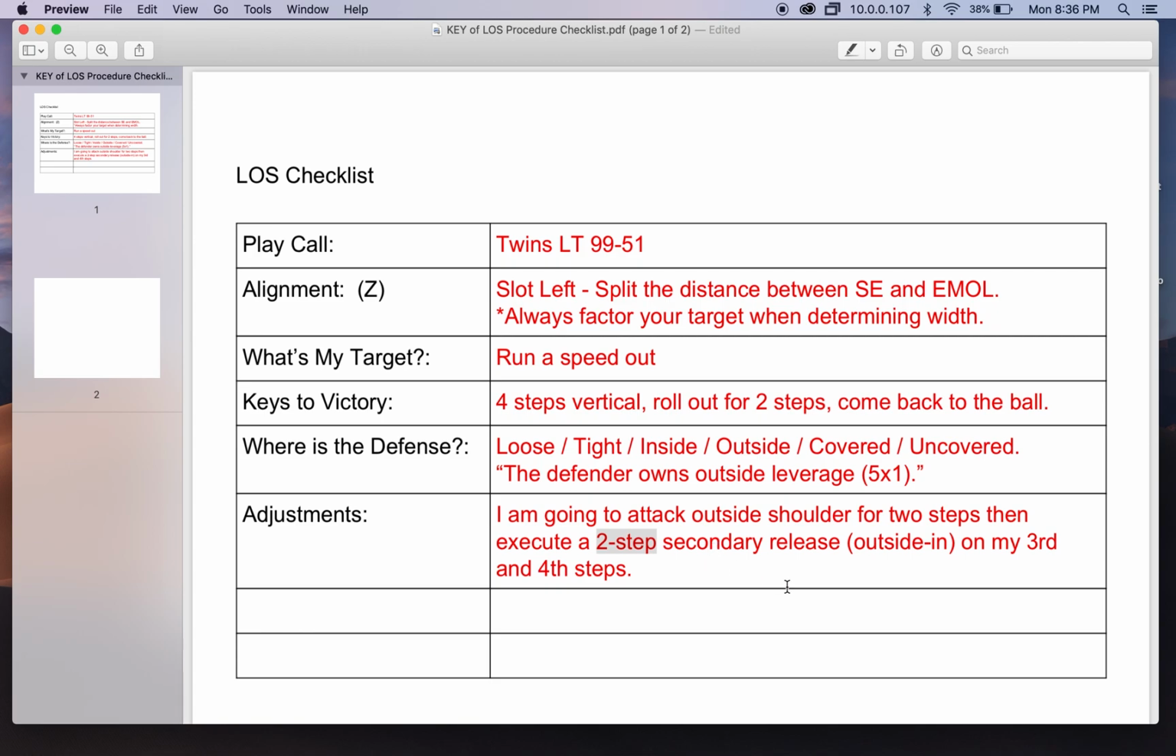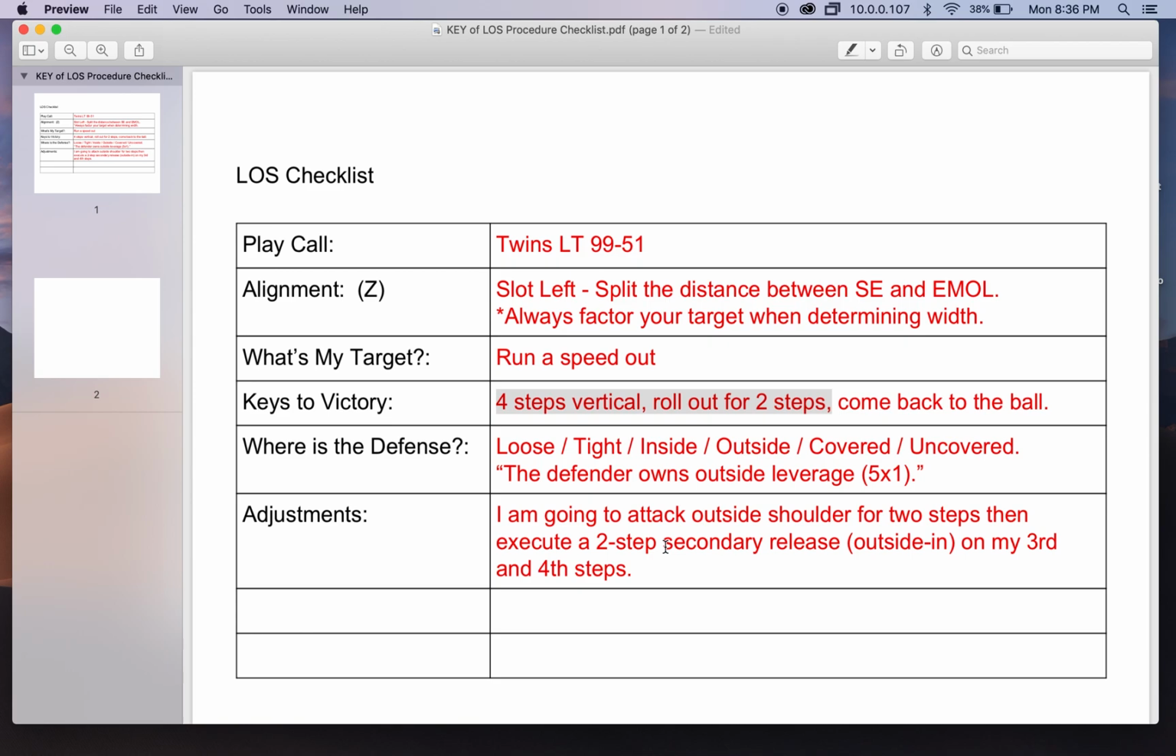So on our 3rd step, I'm hitting my outside foot. I'm planting it in the ground. I'm faking inside. And then on my 4th step, that inside step, I'm planting and driving my body outside to roll out for 2 steps. And if you look back to what we prescribed for a perfect speed out, that matches up. After 2 steps, I'm planting my 3rd step on the outside foot. I'm driving inside like I'm running a slant. And then on my fourth step, I'm stepping back and heading my body outside.